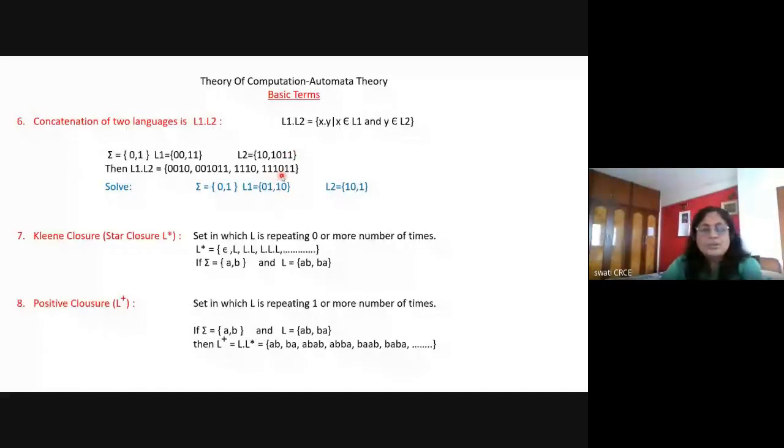Now you solve this problem. Second one: sigma is equal to {0, 1}, L1 is equal to {01, 10} and L2 is equal to {101}.